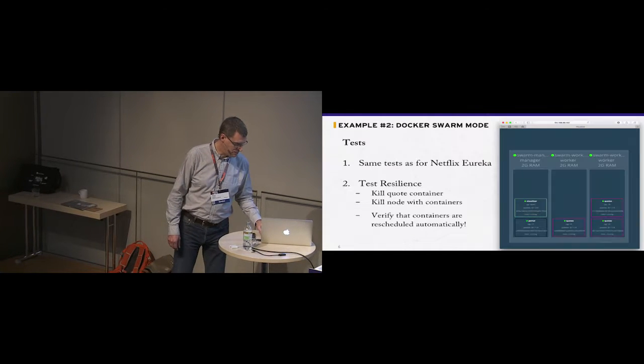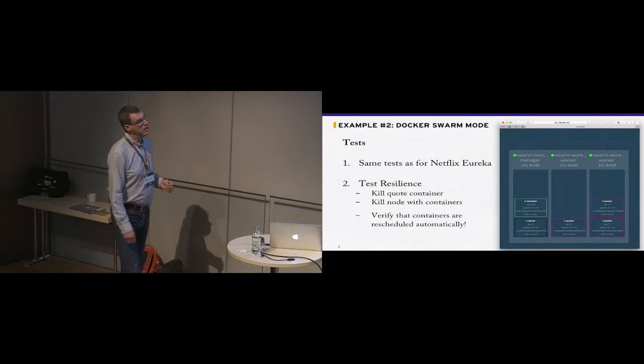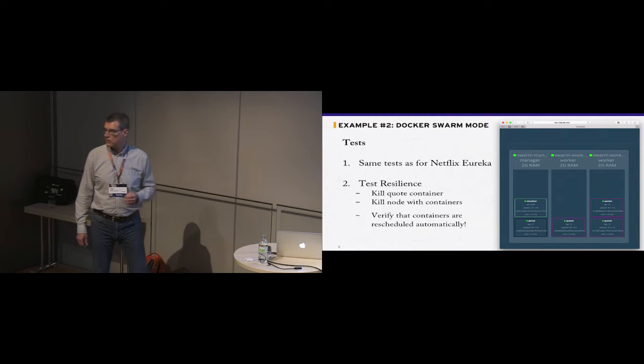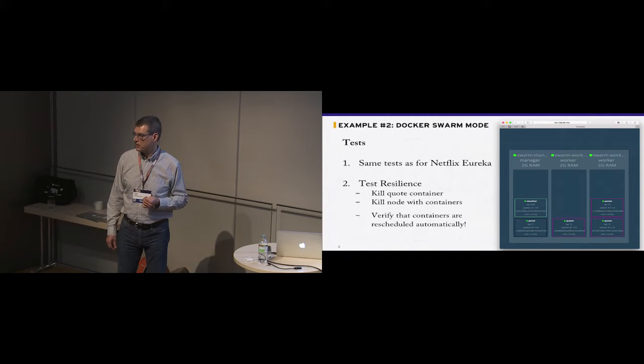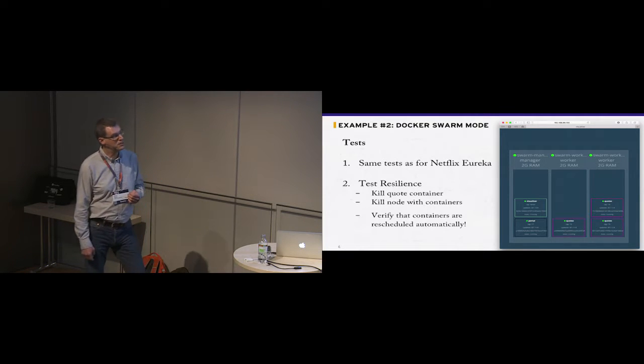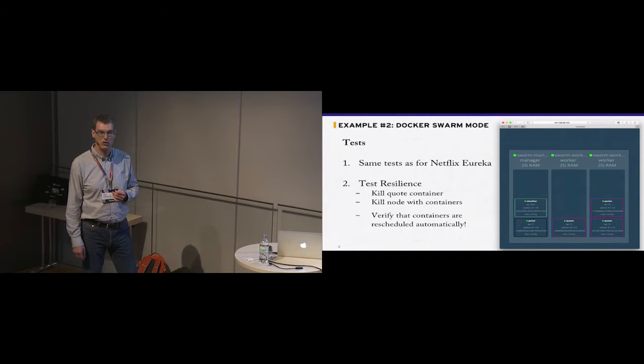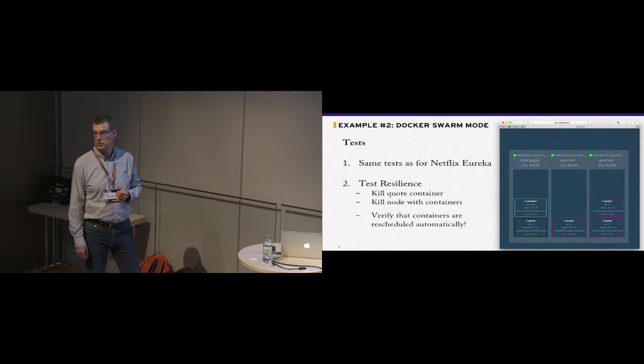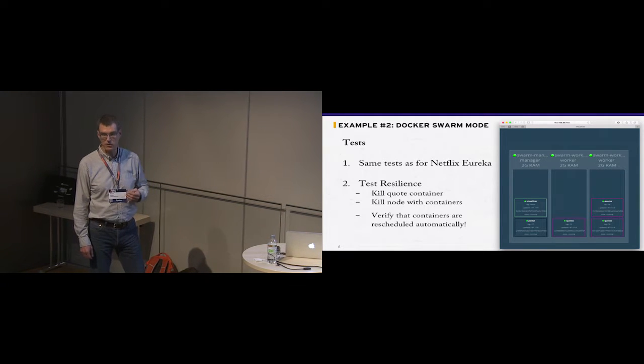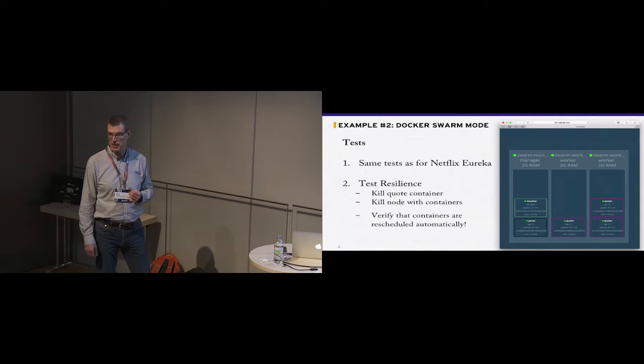It's rather neat. I tried that by setting up a 3-node cluster locally on VirtualBox, and then I performed the same tests as for Netflix Eureka. But in addition, I tried out some resilience tests. I killed some quote containers, and I even killed a whole node and verified that the orchestrator detected this and rescheduled containers to compensate for what I broke down.